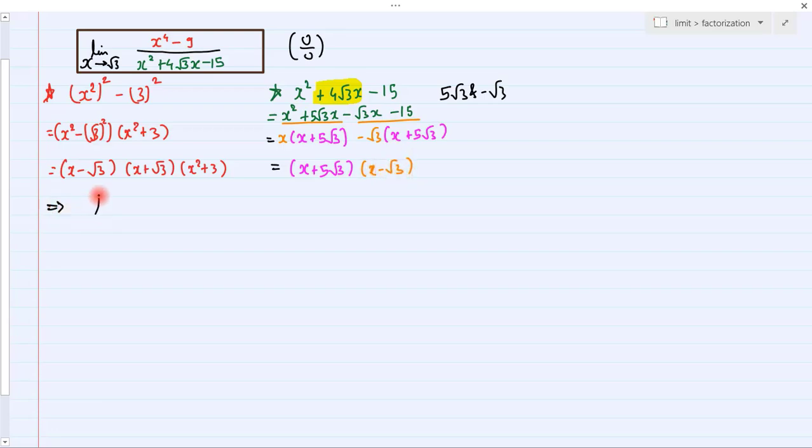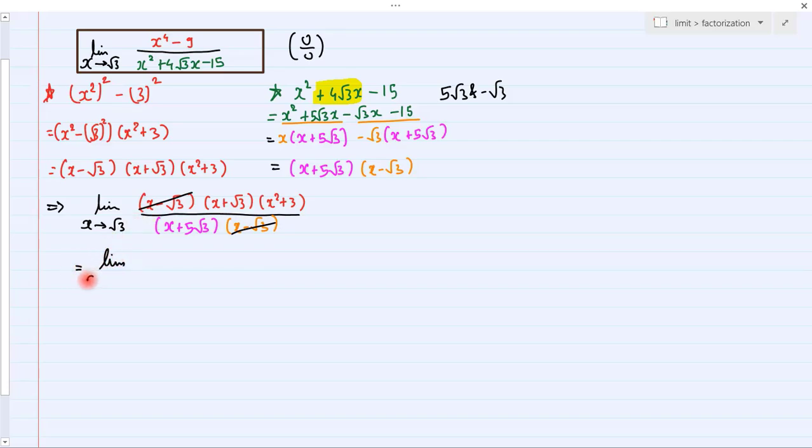So we are ready to get limit x tends to root 3. In numerator we will substitute factors of numerator, and in denominator we will substitute factors of denominator. Here the common factor is x minus root 3, cancel out. So we are ready to substitute our limit x tends to root 3 into (x plus root 3) into (x square plus 3) upon (x plus 5 root 3).